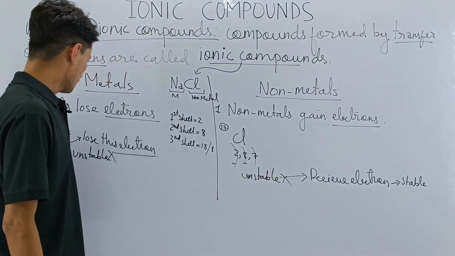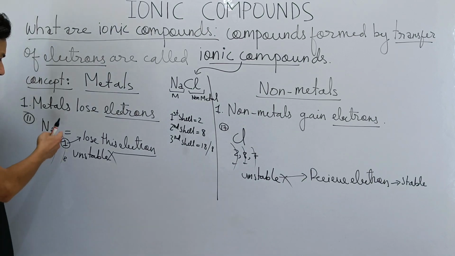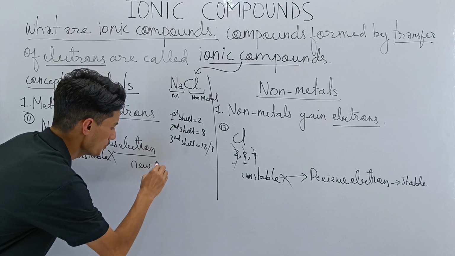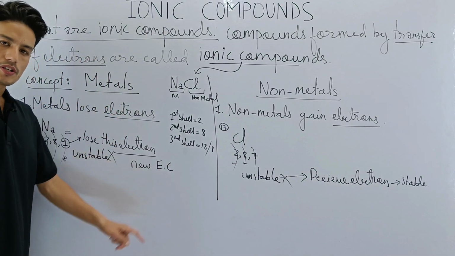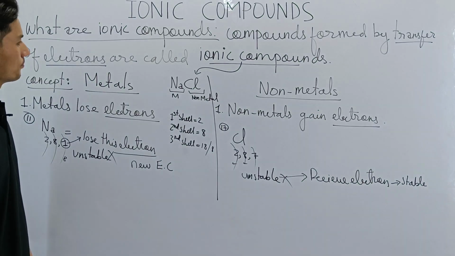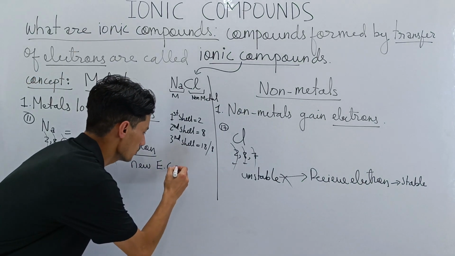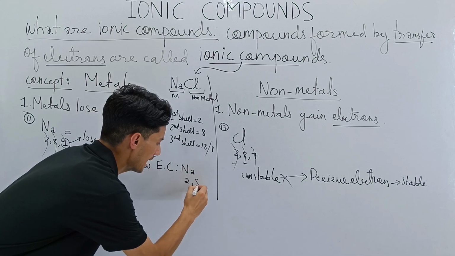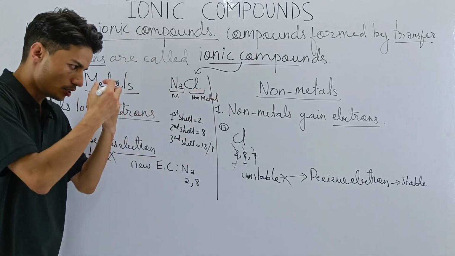Let me show you their stable state. So sodium will lose electron, and then after losing electron, what will be the new EC for sodium? The new EC for sodium will be the new electronic configuration. EC stands for electronic configuration. So the new EC for sodium will be like this, 2,8. Where did 1 go? Donated, lost.